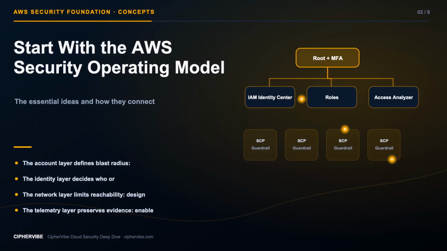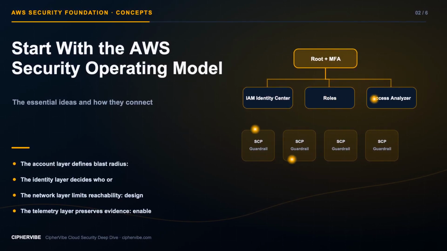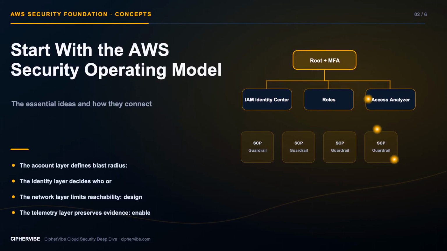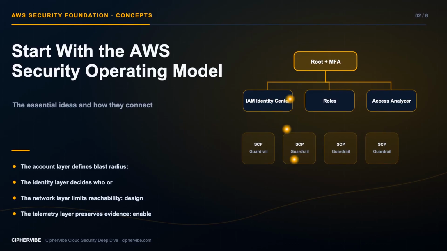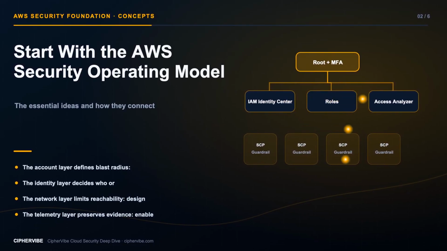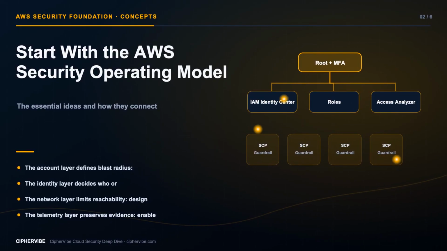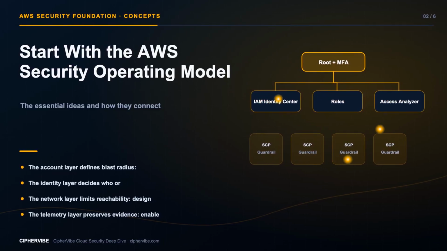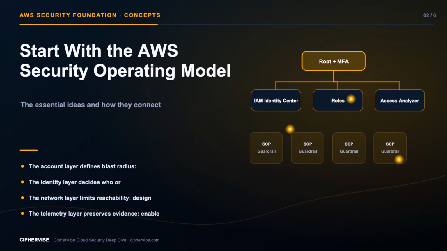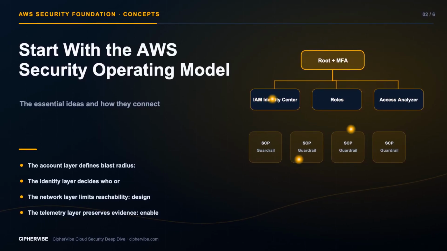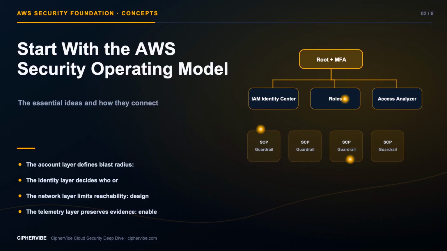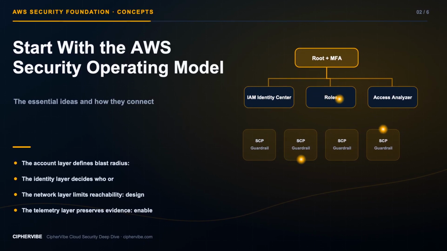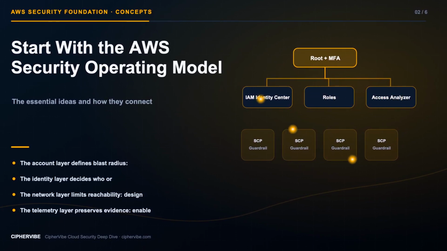Start with 4 concepts that provide the vocabulary for how to secure an AWS environment step by step. First, the account layer defines blast radius. Use AWS Organizations, a dedicated management account, separated workload accounts, a security tooling account, and a log archive account instead of placing everything in one shared account. Second, the identity layer decides who or what can act. Require MFA, avoid long-lived IAM users, prefer IAM Identity Center and roles, remove unused access, and continuously analyze policies for unintended external or cross-account access.